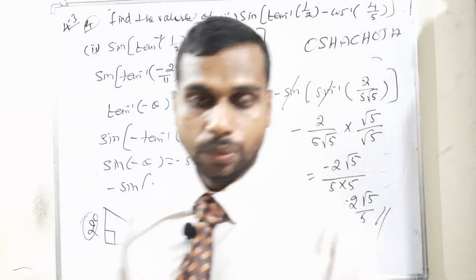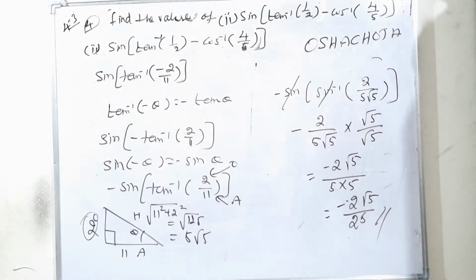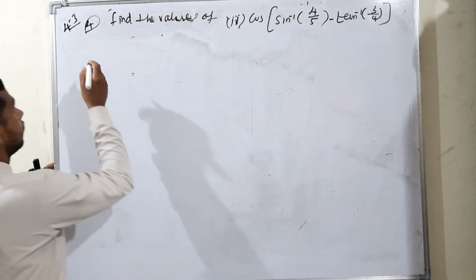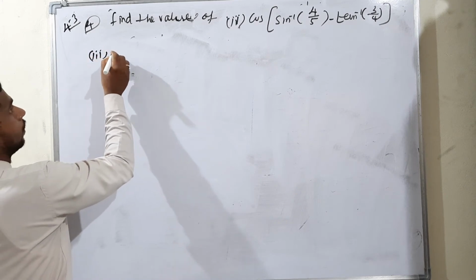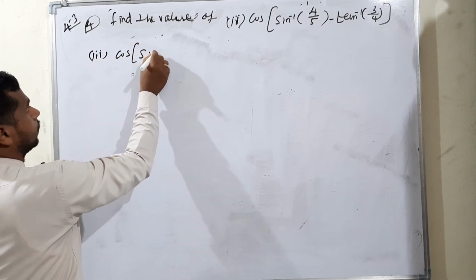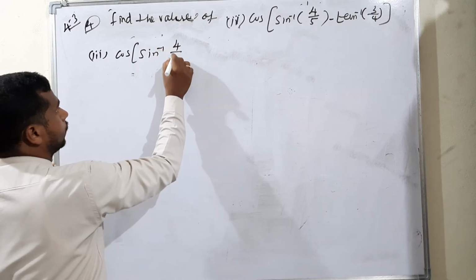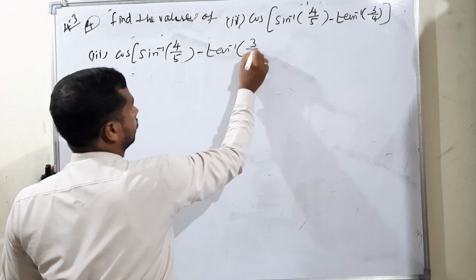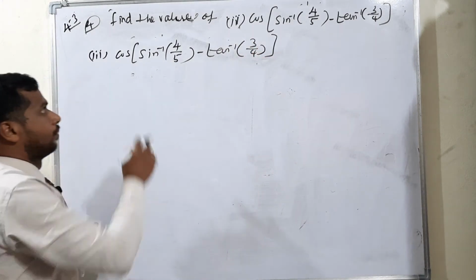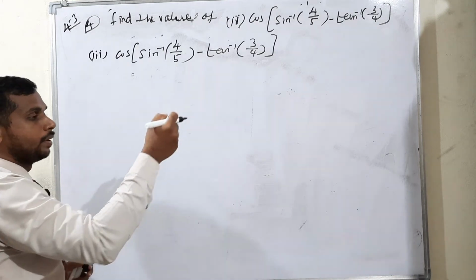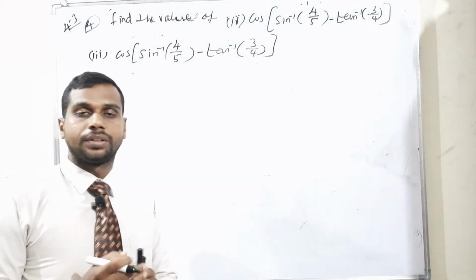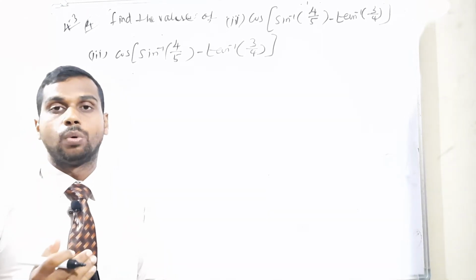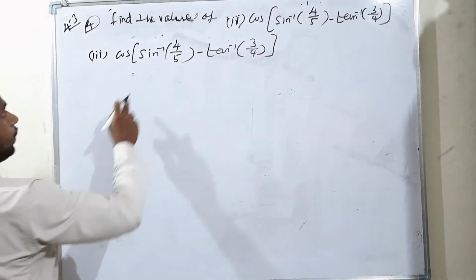Okay, I will continue with subdivision 3. Moving to subdivision 3, exercise 4.3, question number 4. What is the question? Cos of sin inverse 4 by 5 minus tan inverse 3 by 4. So, the first term we convert to tan inverse, then we can apply one of the important formulas. What is the formula? Tan inverse x minus tan inverse y is equal to tan inverse of x minus y over 1 plus xy. So, we have to rearrange it.